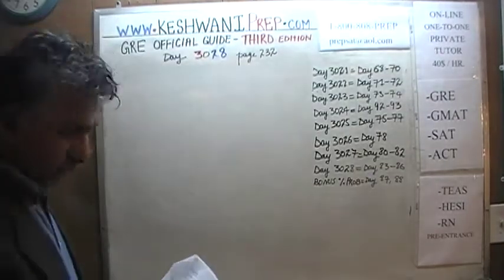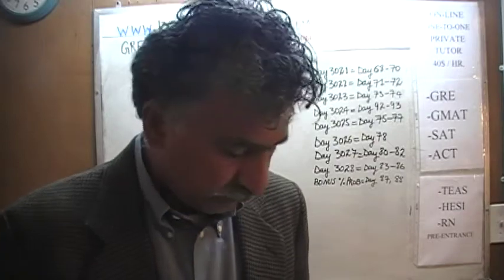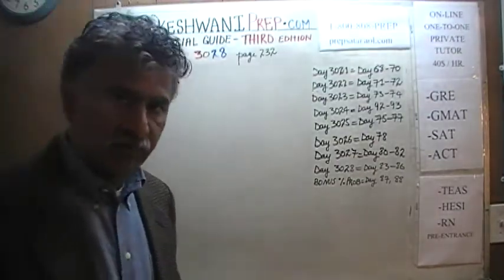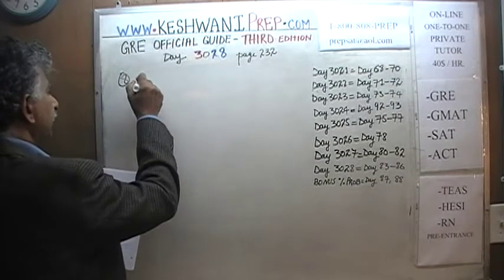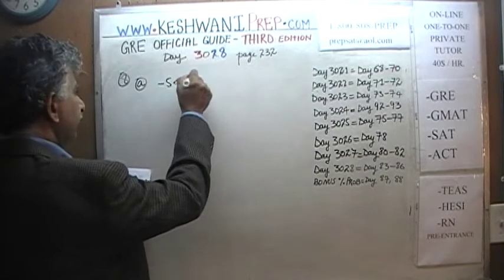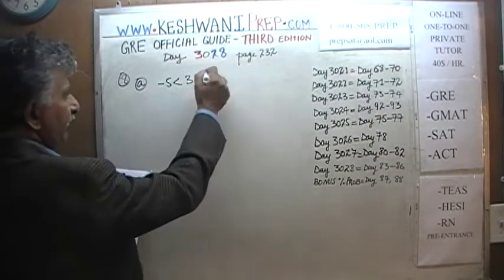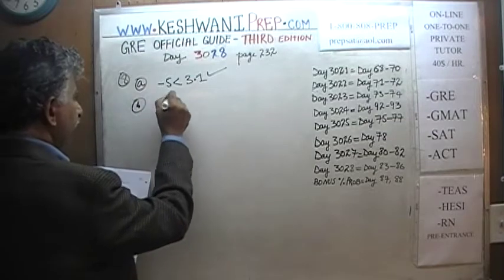Problem number 8, we are simply being asked to determine which of the statements are true. So one by one, we're going to go and establish whether each statement is true or false. Question number 8, A says negative 5 is less than 3.1. Obviously, negative 5 is less than 3.1.